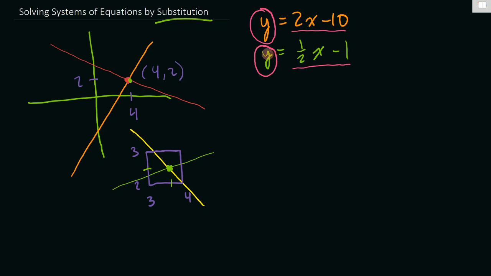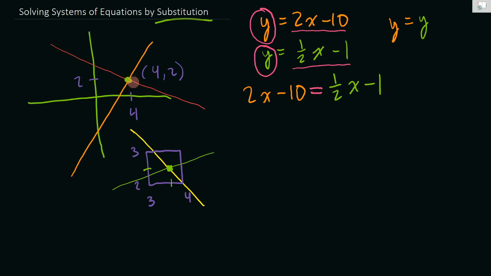Which means that we have y and y can be set equal to each other. So really what we're going to do is we're going to say we want y equal to y. And those are the two y's from our two different equations. Now, normally you wouldn't write this, of course. But what this means is our left-hand side we're going to set to be 2x minus 10. And this is equal to our other y. And the other y is equal to 1/2 x minus 1.